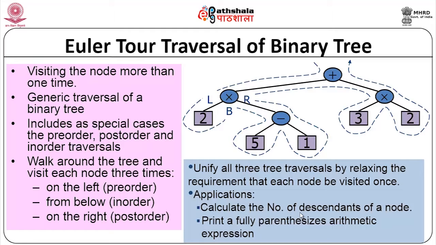So, this has applications for calculating the number of descendants of a node and printing a fully parenthesized arithmetic expression. You normally use Euler tree traversals for these. The other 3 traversals we saw are specializations, special cases of the Euler tour.